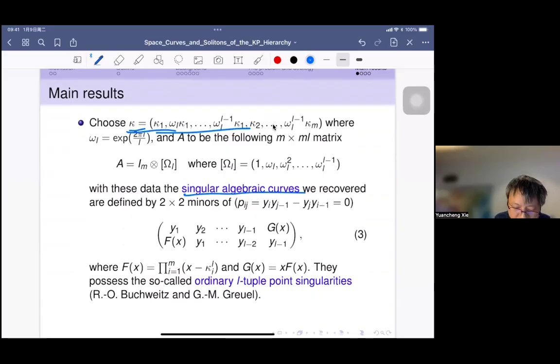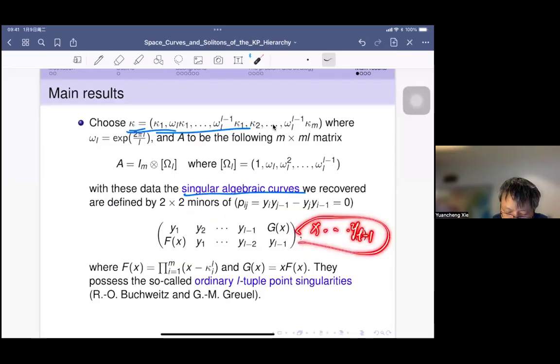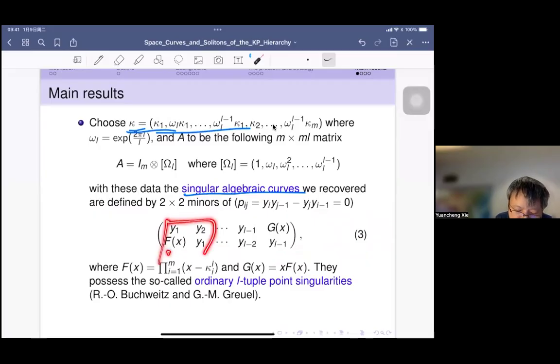We can construct a singular algebraic curve, which is defined in the following way. We have a 2 by l matrix, and from this 2 by l matrix, we take all the 2 by 2 minors. And these 2 by 2 minors, we set all of them to be 0. So in general there are lots of equations, and there are only the n variables x and y_1, y_2, up to y_{l-1}, but there are lots of equations. But remarkably, if we set all these 2 by 2 minors to be 0, that defines a singular algebraic curve.